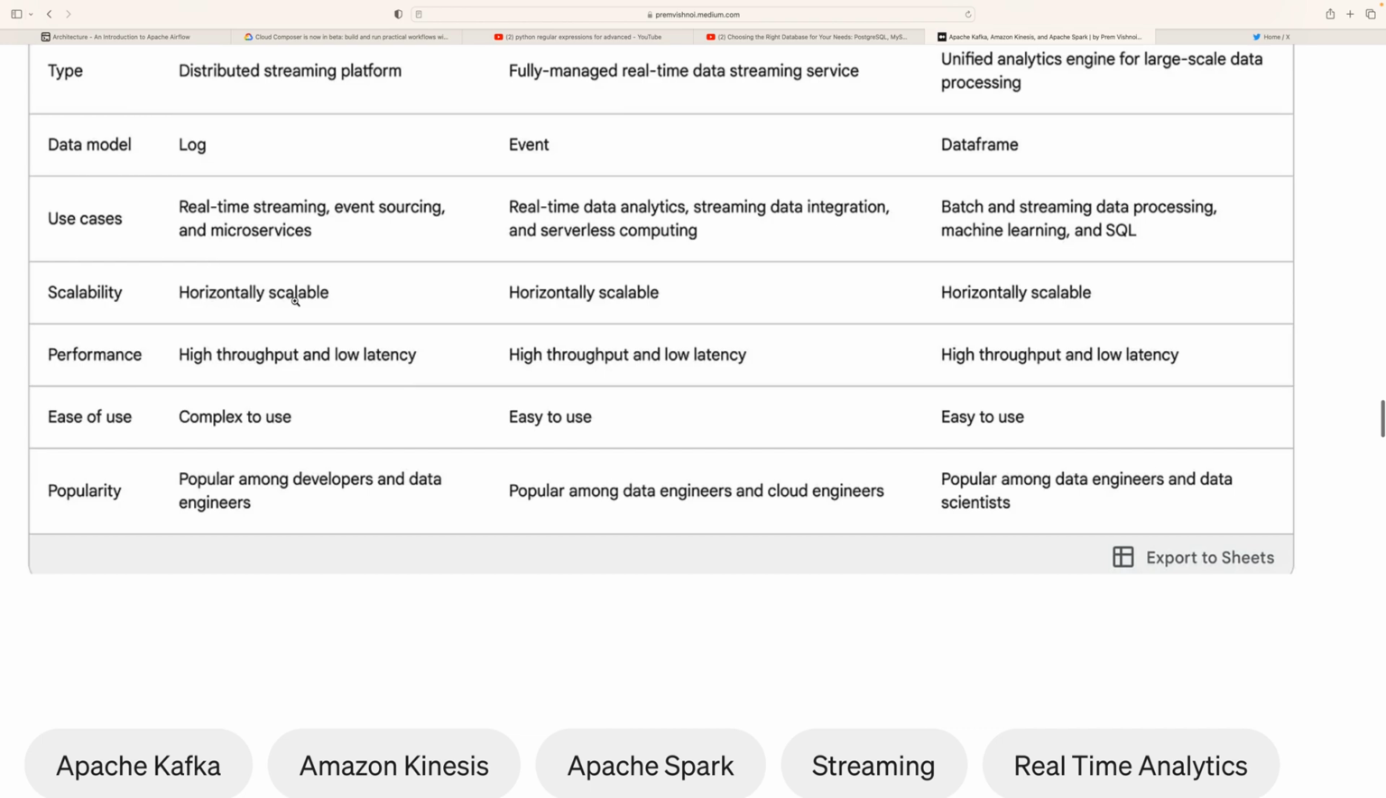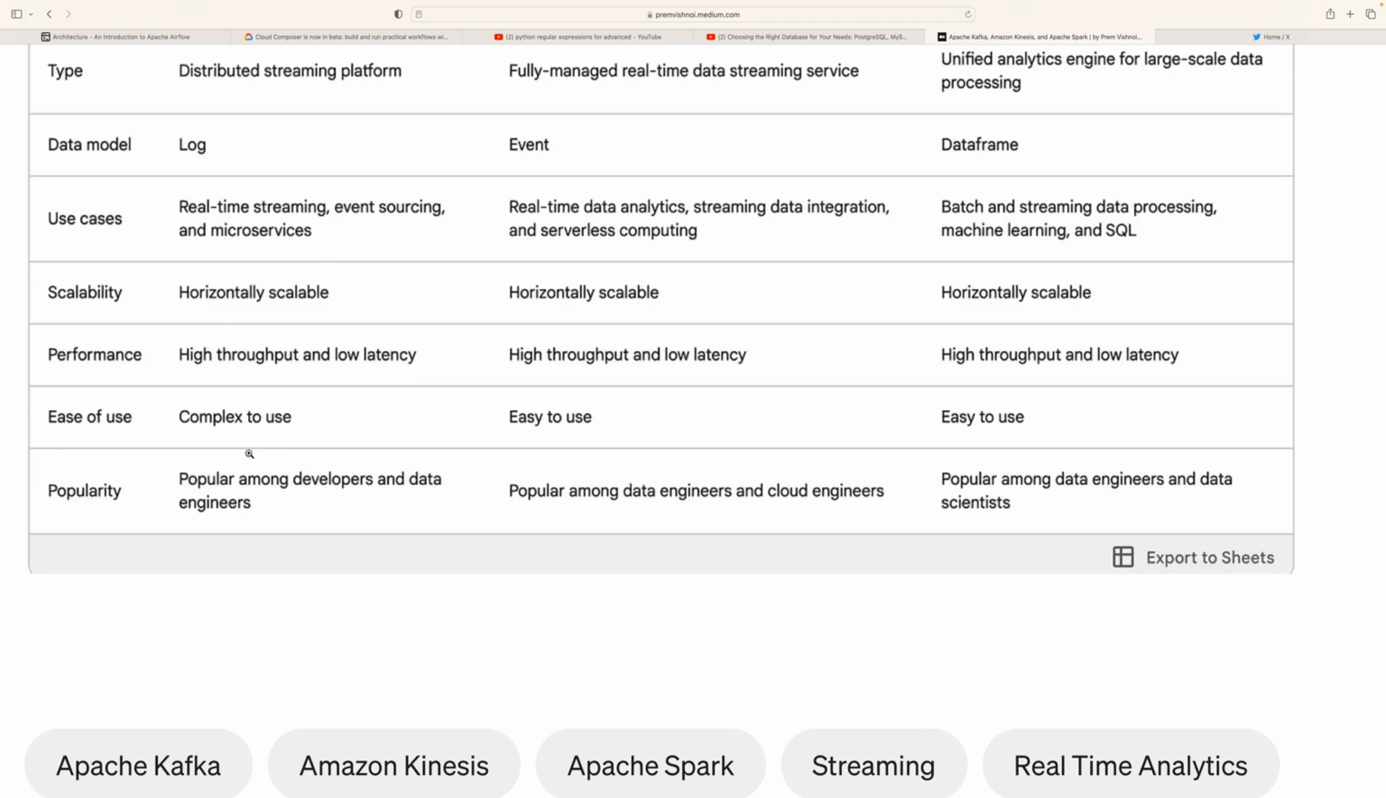Scalability: horizontally scalable, you can add any number of nodes, and this is also horizontal scaling. This is also used for big data processing. Performance: high throughput and low latency, high throughput and low latency. Throughput and latency mean that the data arriving at the source can be processed immediately.